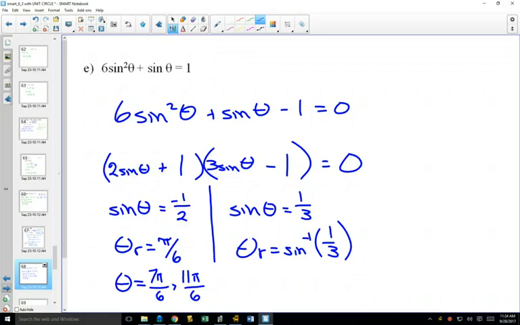Since our question's in radians, you would set your calculator in radians. And if you type it in your calculator, you get a reference angle of 0.34. Am I right? Yeah, 0.34. Excellent.